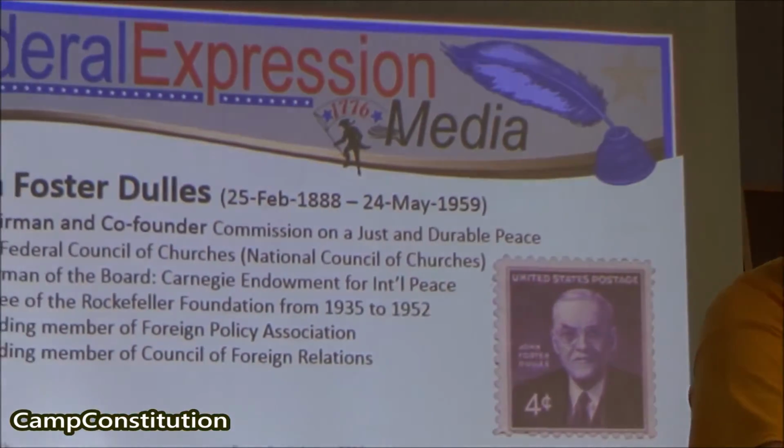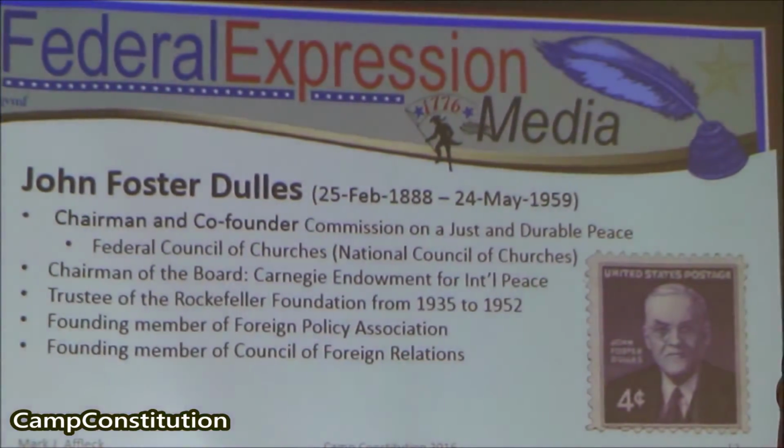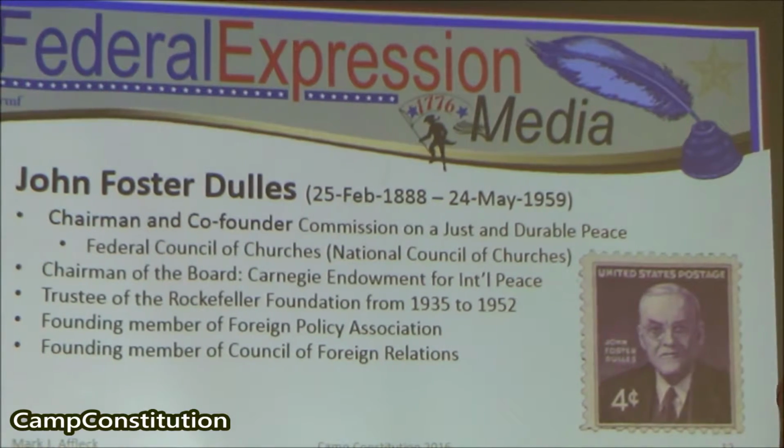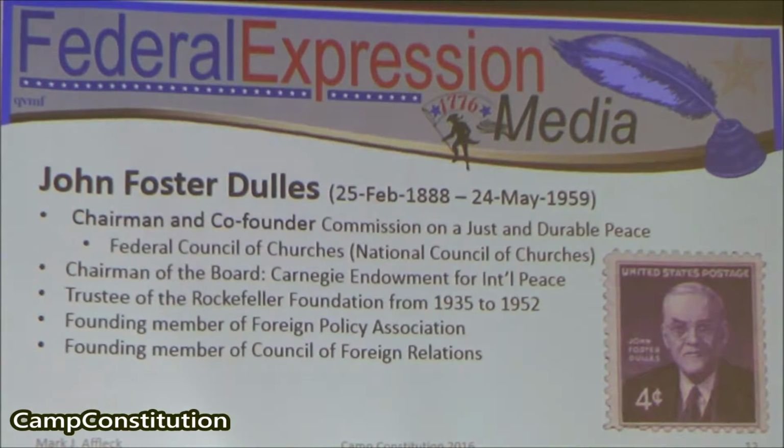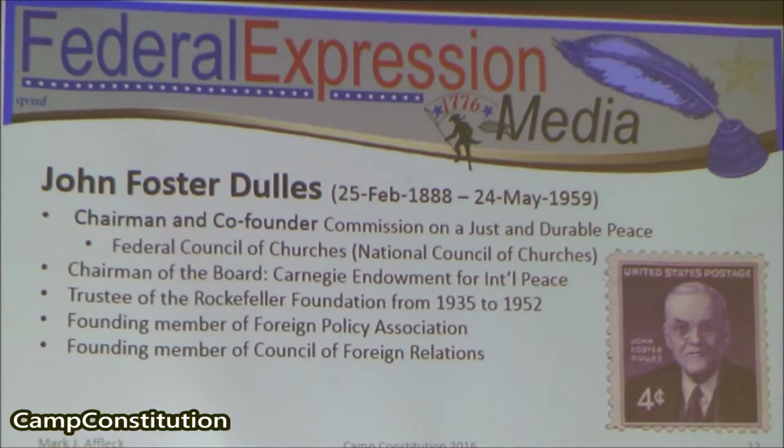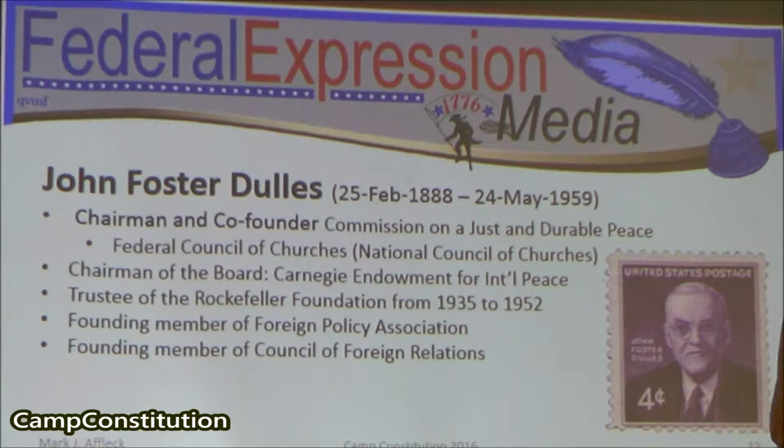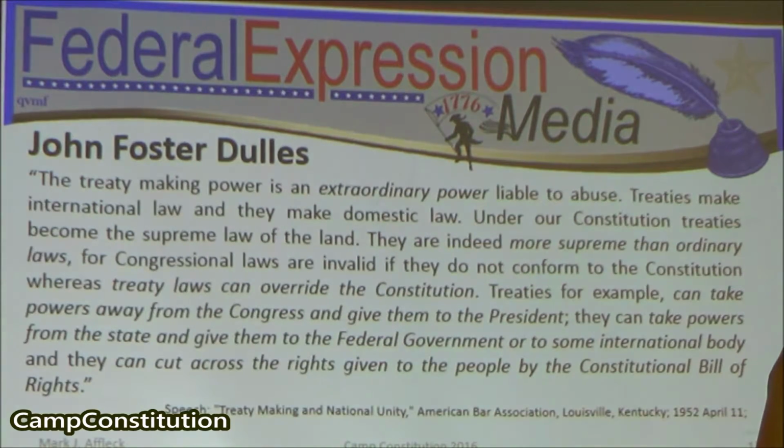Now, he was a chairman and co-founder of the Commission on a Just and Durable Peace. That was some kind of working group within the Federal Council of Churches, okay? And the Federal Council of Churches became the National Council of Churches. And that's still a member of the World Council of Churches today, right? He was the chairman of the board of Carnegie Endowment for International Peace, trustee of the Rockefeller Foundation from 1935 to 1952. He was a founding member of the Foreign Policy Association, we mentioned it earlier, and he was a founding member of the Council on Foreign Relations. So this guy's pretty heavy into it, heavyweight.